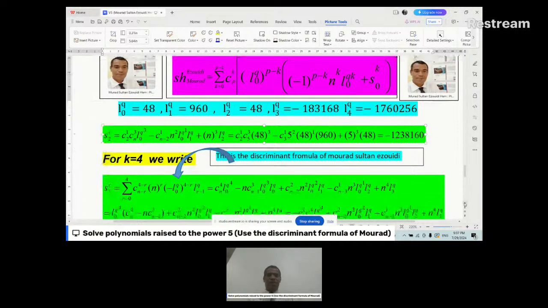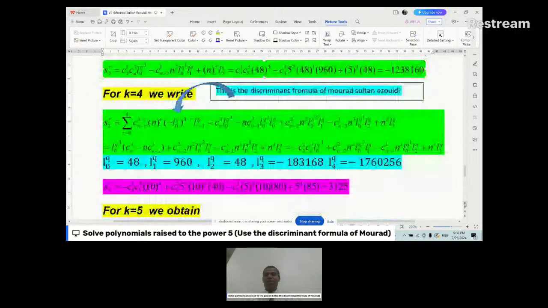So we go to that, which is negative 1,238,160. Now, learners, I'm going to find the value of S3. So to use, let's say, learners, okay.